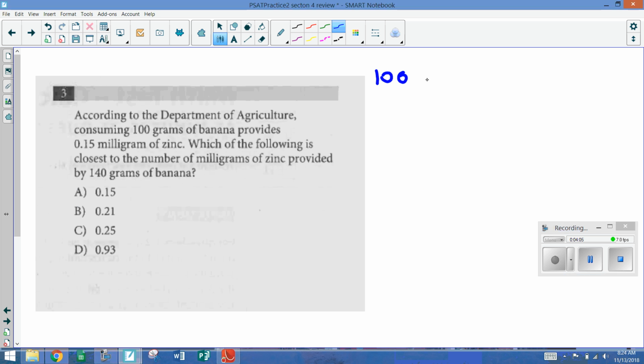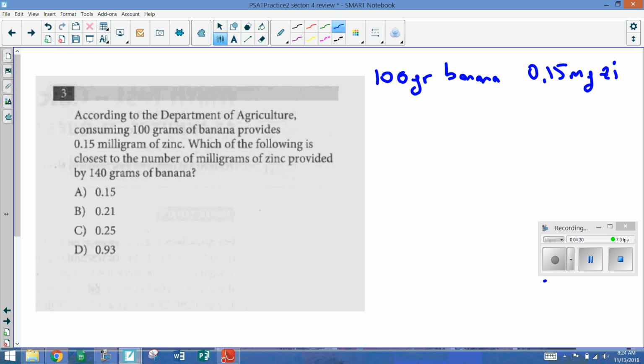100 grams of banana provides 0.15 milligram of zinc. Milligram, I'm writing the units because they are different. It could be kind of tricky.